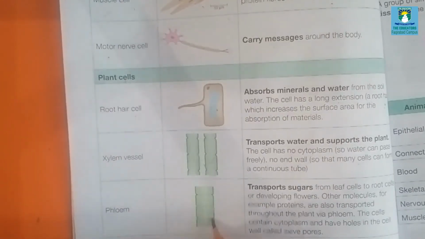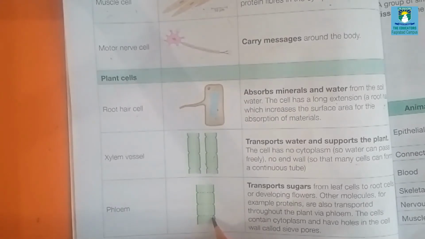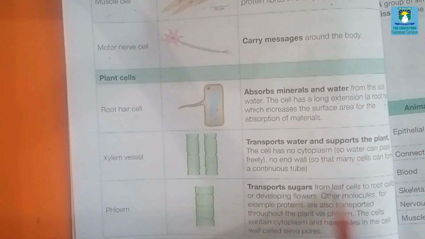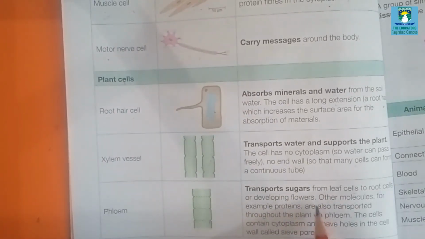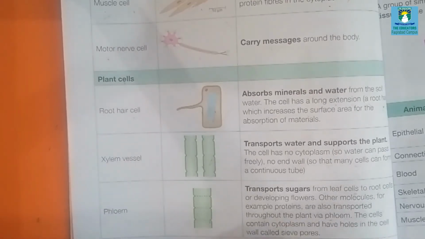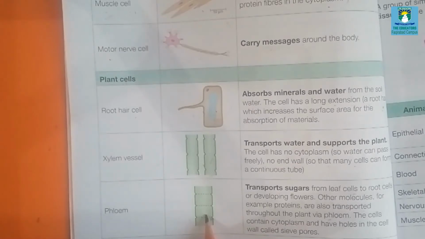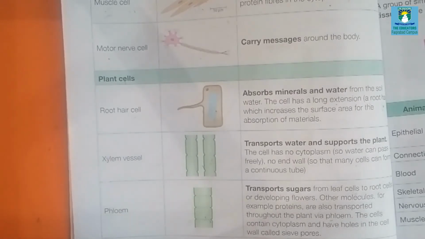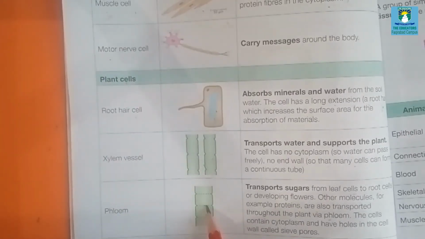Next is phloem. Phloem is also present in the stem, but it can transfer food. It transports sugar from leaf cells to root cells or developing flowers. Other molecules, for example protein, are also transported throughout the plant. The phloem cells contain cytoplasm and have holes in the cell wall called sieve pores. It can transport protein throughout the plant through this phloem.